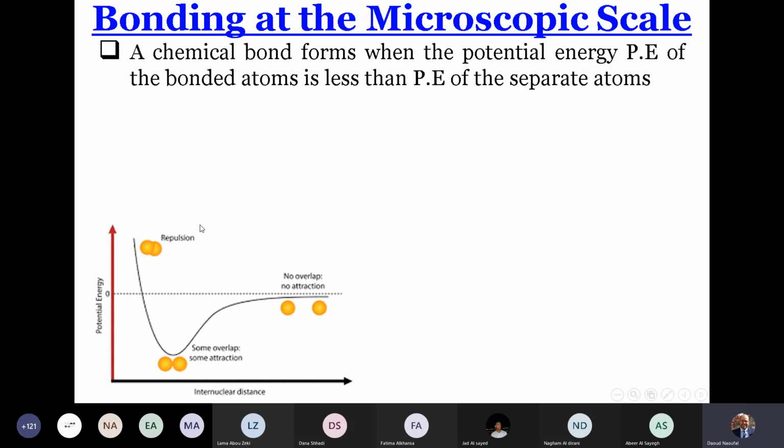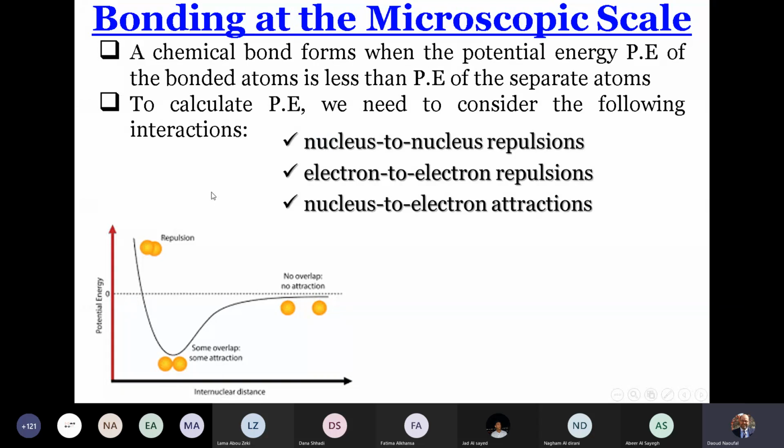When we have repulsion, the potential energy is maximum. As the two atoms come close together, the potential energy decreases until the attraction between the two atoms. At this stage, we will have formation of a bond. In other words, if the attraction is greater than the repulsion, the most stable state is the formation of the bond.